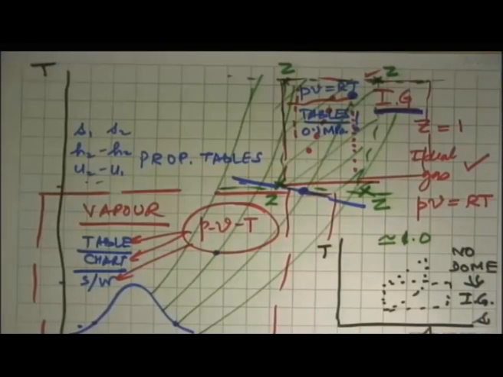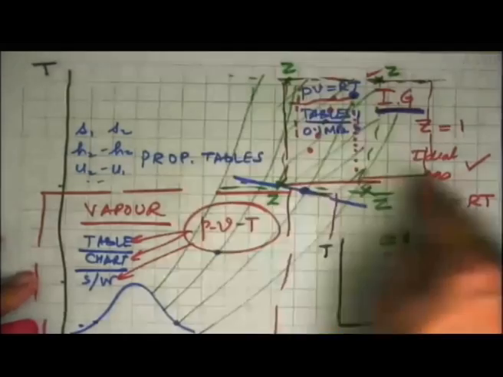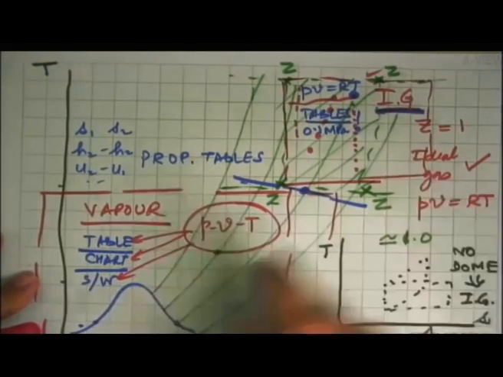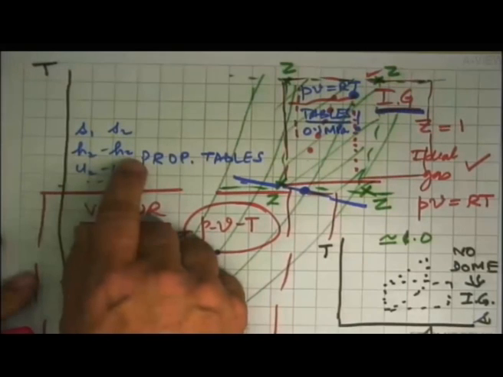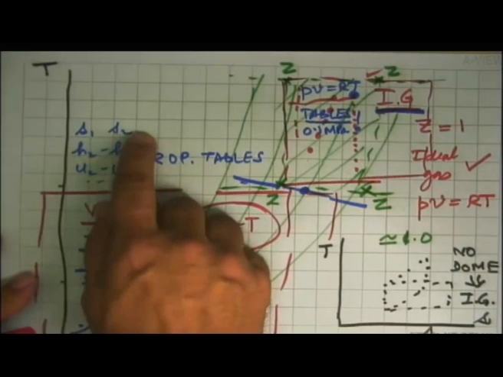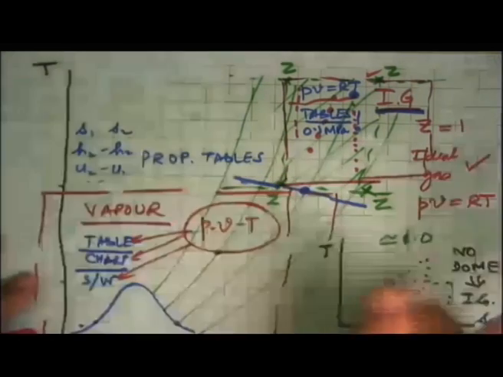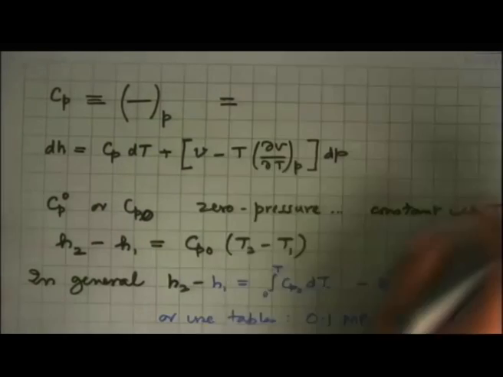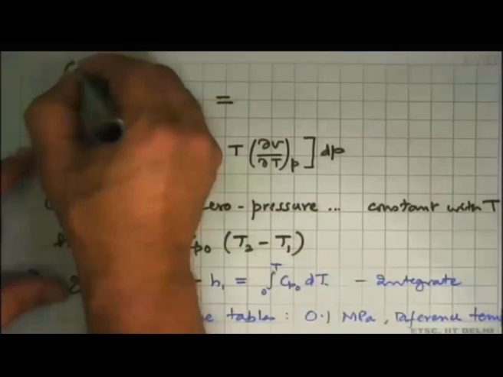So now what we will do is, we say, look, how do I calculate property changes for ideal gases? We'll concentrate first on change in specific enthalpy, change in specific internal energy, then we look at change in specific entropy, and then we will look at some others. Okay, so the next thing we have to do, we define two properties. The first is constant pressure specific heat.